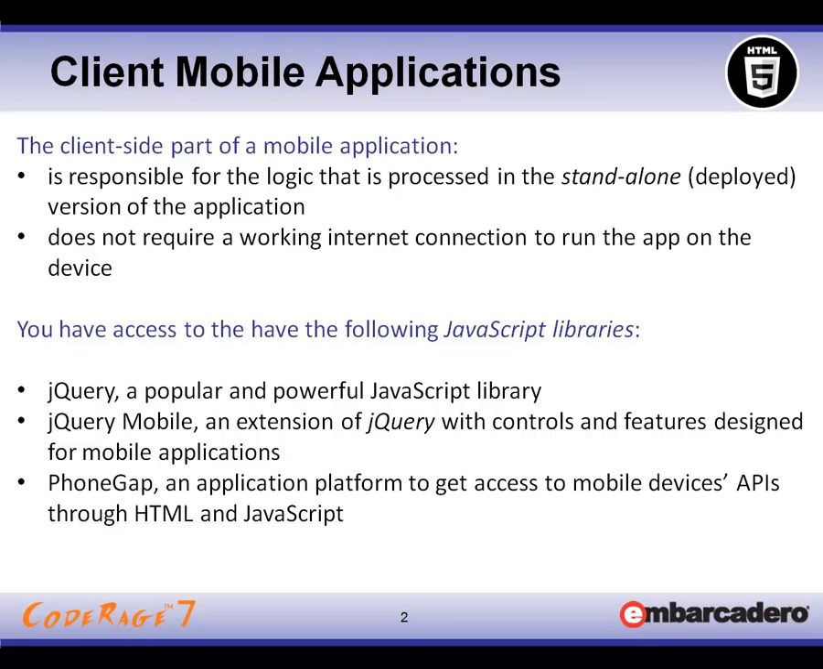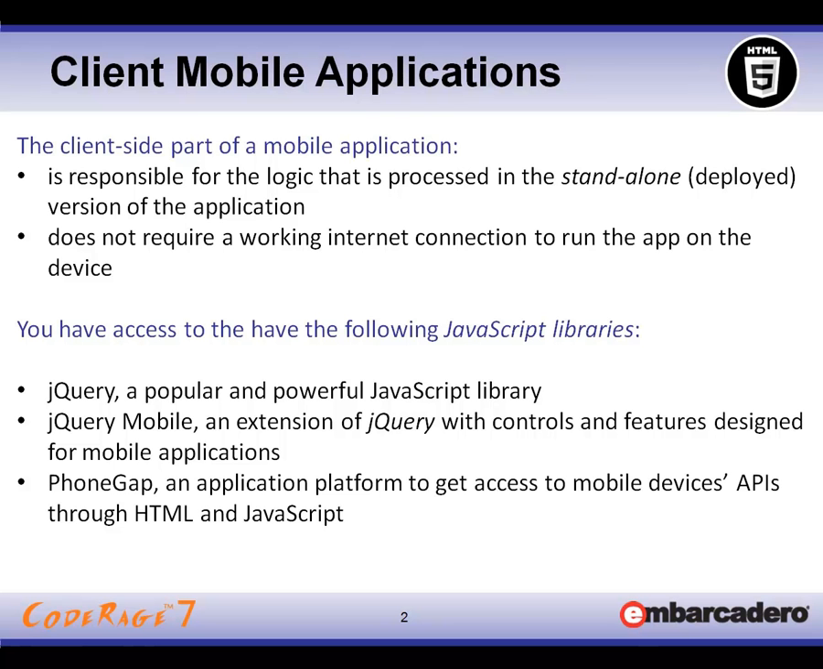Now, for client mobile applications, you have access to 3 JavaScript libraries. jQuery, which is a powerful and well-known JavaScript library. If you've been creating web applications or websites, you're likely familiar with jQuery. Also jQuery Mobile, which is an extension of jQuery and has controls and features designed specifically for mobile applications. And also PhoneGap, which is an application platform that allows you to access mobile device APIs through HTML and JavaScript.